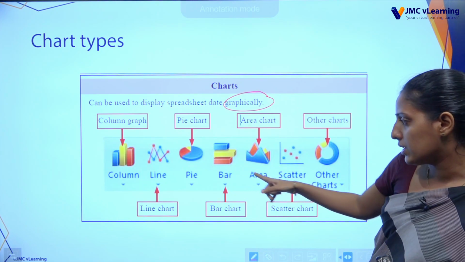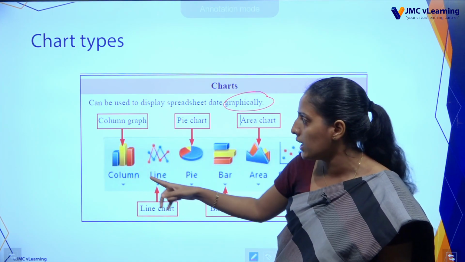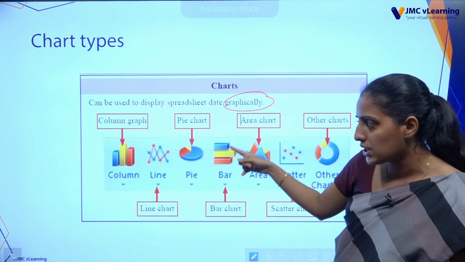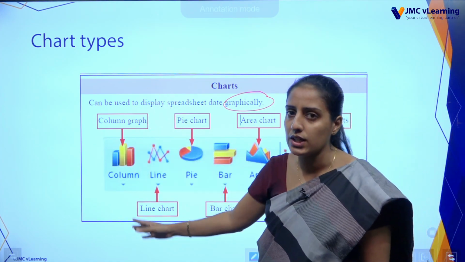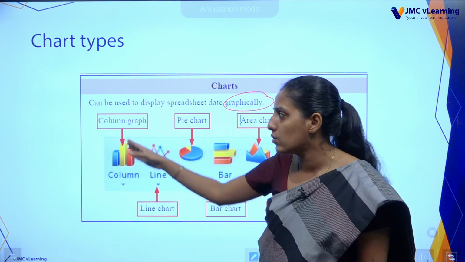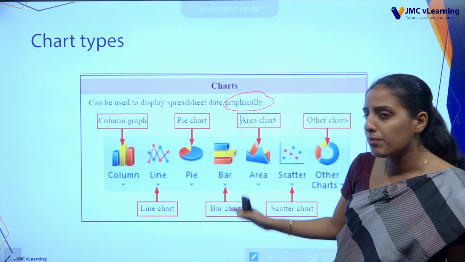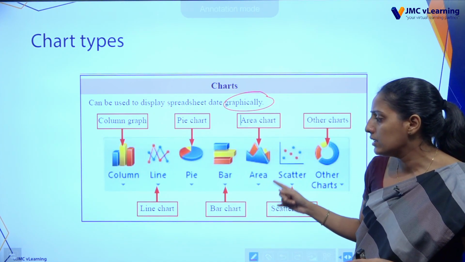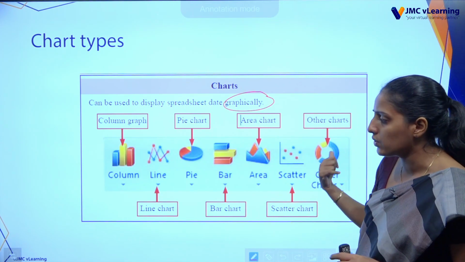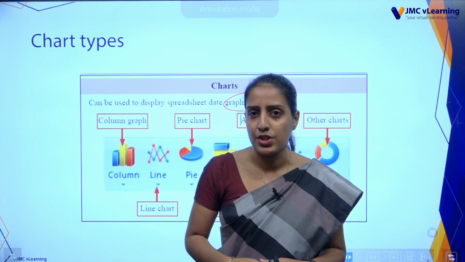So, there are some chart types they have given. This is called the column graph or column chart, this is the line chart, this is the pie chart, this is the bar chart. If you want to represent the data in a vertical way, you can use the column graph. If you want to display your data in a horizontal way, you can use the bar chart. Here area, scatter and other chart types, donut charts are also there. So, these are the chart types. Now, let us see other activities in your workbook.